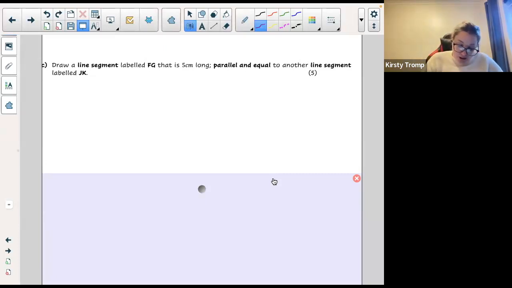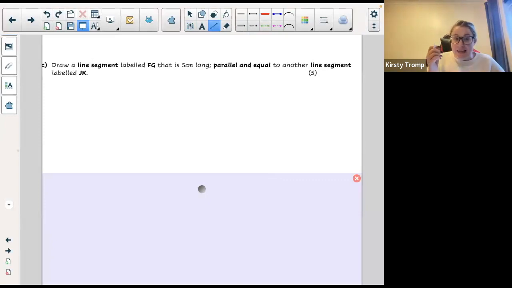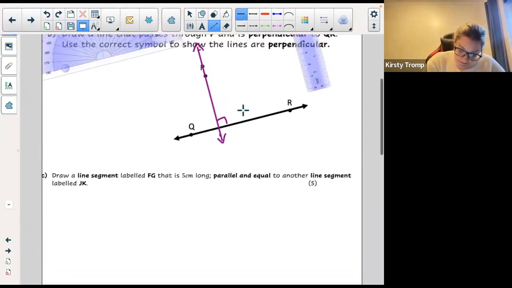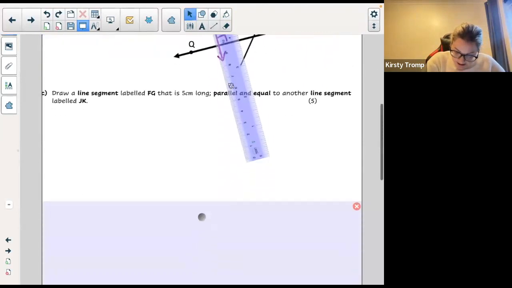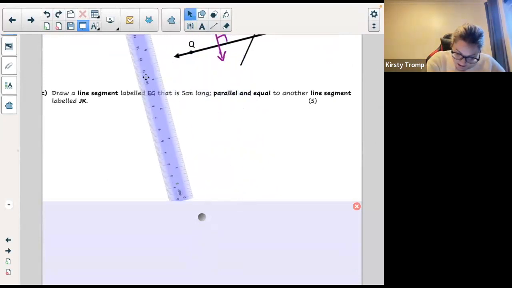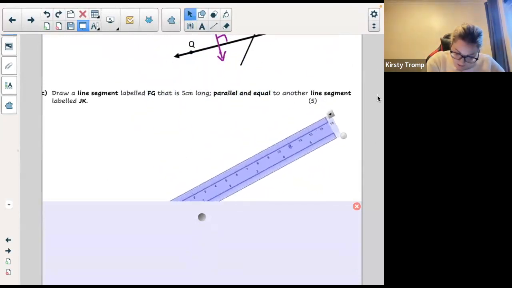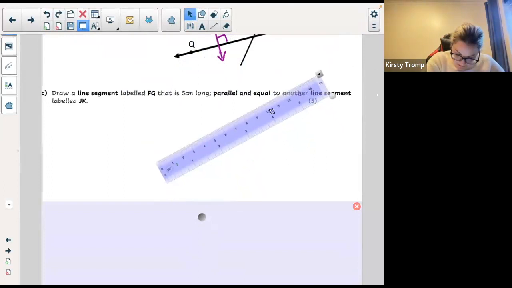Okay, let's have a look. So I'm going to firstly draw my line segment. Remember, what do I know about a line segment? A line segment has a start and it has an end. So here we go. My line segment needs to be 5 centimeters. I'm going to grab my ruler. Let's bring it down. I need to turn my ruler all the way around so I can see what I'm doing.